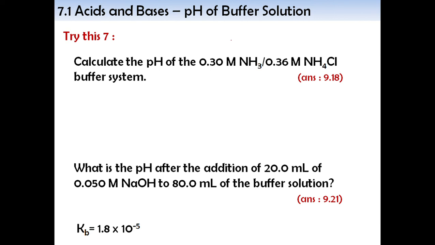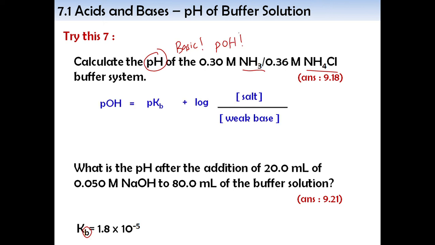So saya nak explain sikit je. I want to find the pH value for NH3 NH4Cl buffer system. And this is KB, means this is a basic buffer solution. So saya tak boleh terus kira pH. I must determine the pOH value first by using Henderson-Hasselbalch equation. Jadi concentration weak base ada, salt ada, PKB pun ada. So awak bolehlah kira pOH. Dah dapat pOH, use this relationship to find pH value. Okay? So this is the answer.